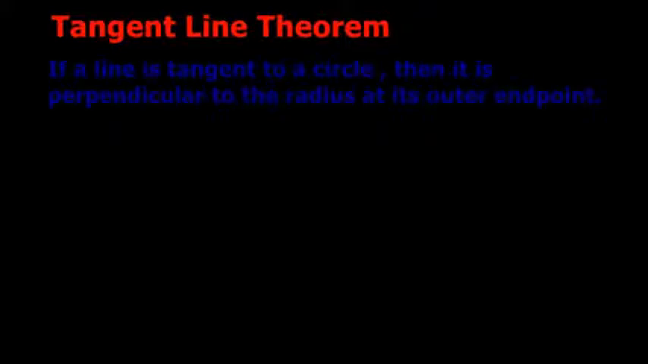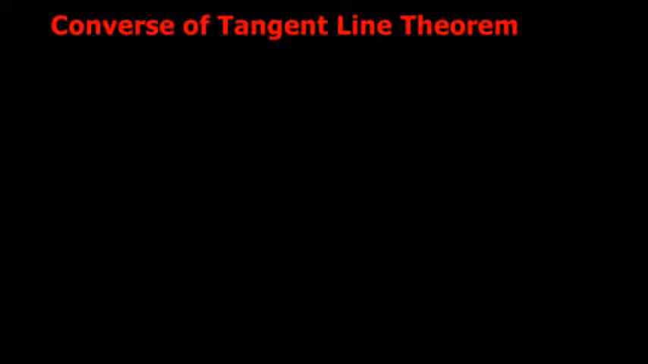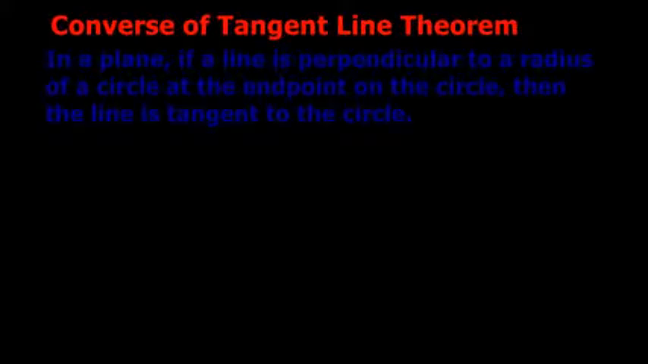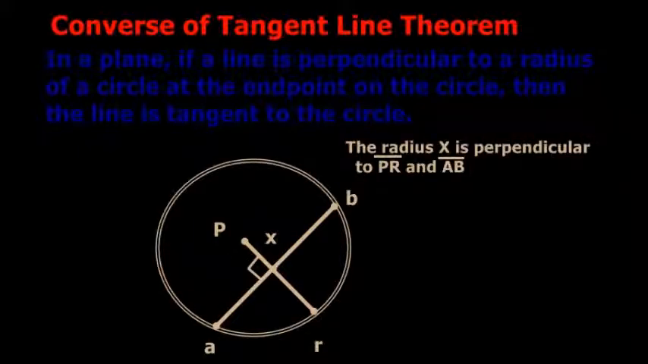Tangent line theorem. If a line is tangent to a circle, then it is perpendicular to a radius at its outer endpoint. Line AP is tangent to circle C at P. Converse of tangent line theorem. In a plane, if a line is perpendicular to a radius of a circle at the endpoint on the circle, then the line is tangent to the circle. The radius X is perpendicular to line TR and AB.